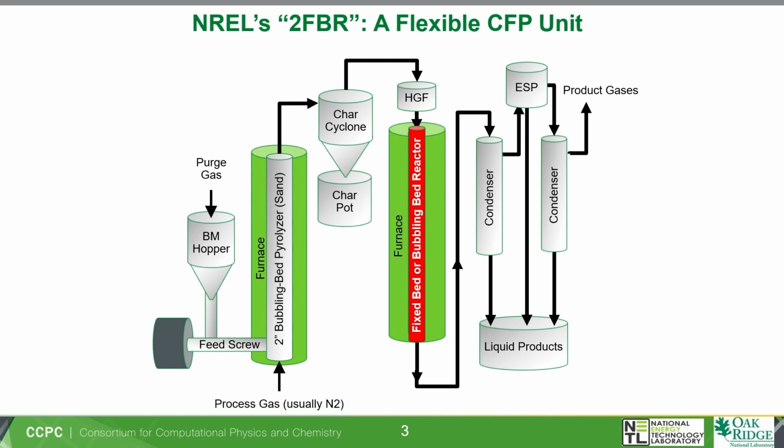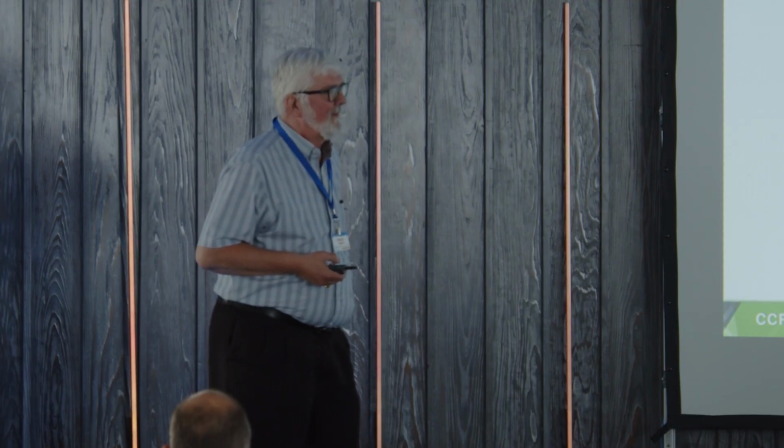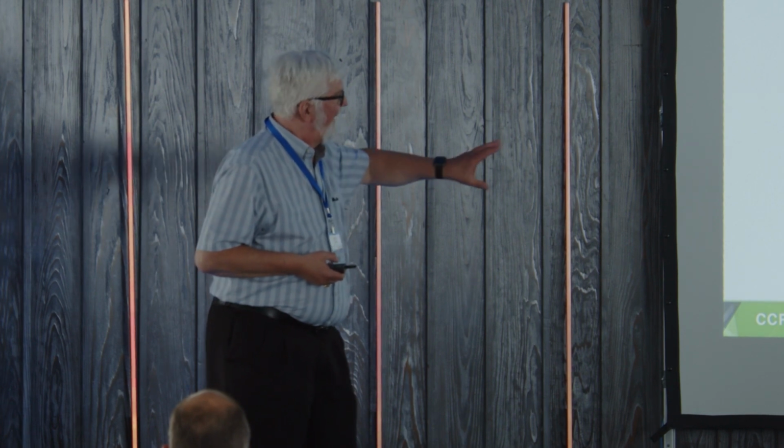Okay, all of the data that I'm going to be talking about, and most of it in the National Lab System, has come from a unit at NREL. That's the National Renewable Energy Lab in Golden, Colorado. And that unit's called the 2FBR. It's a flexible catalytic fast pyrolysis unit. It has the pyrolyzer.